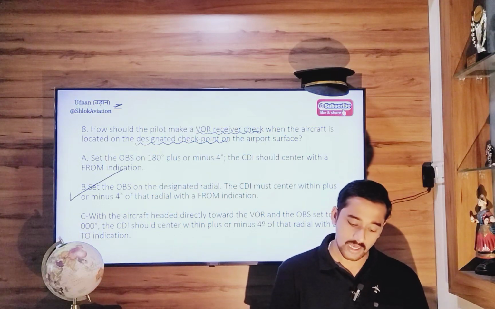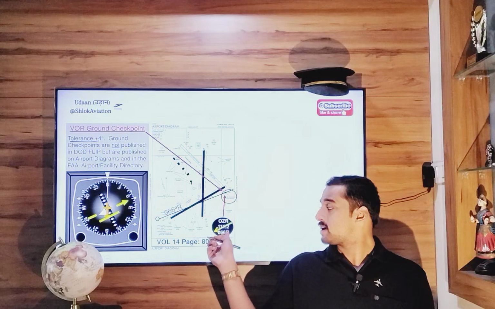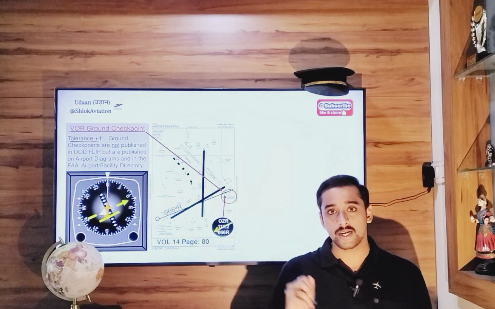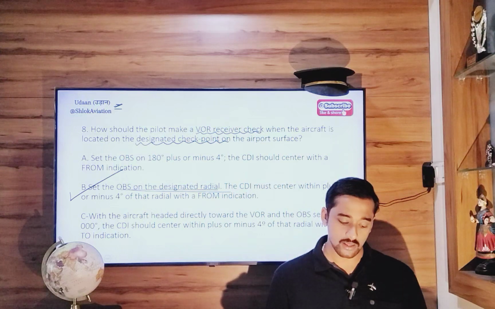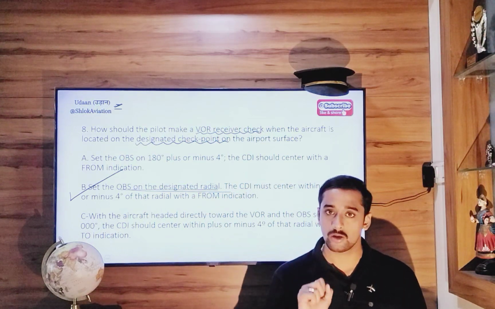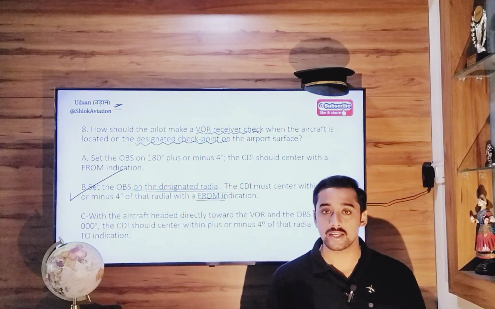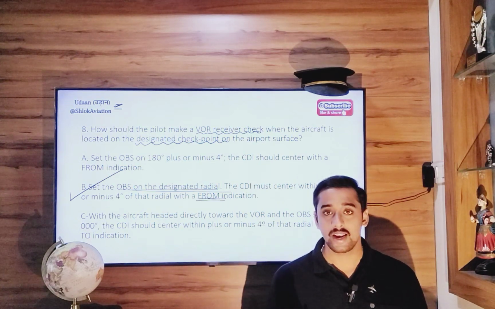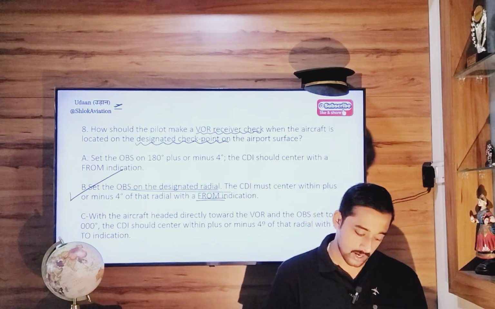You have to set the OBS on the designated radial, whatever radial is indicated, like here it's 66. So you will set your OBS to 66 and you must get an indication which is within 4 degrees of that value, plus 4, minus 4, with a from indication. Why a from indication? Because you have set a radial. Radials are nothing but bearings from the VOR station, QDR.